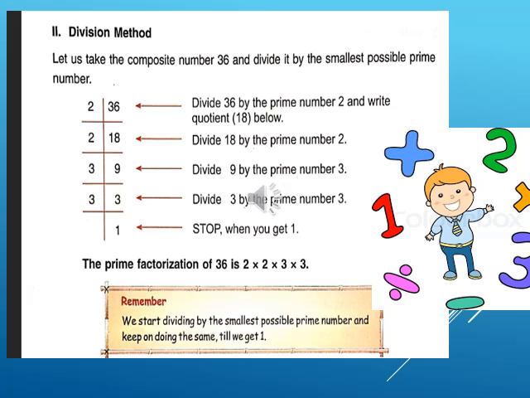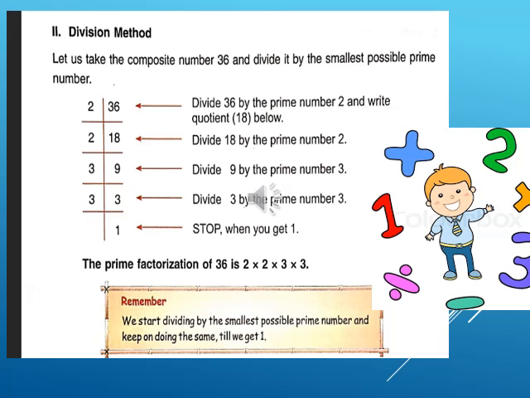So we will divide 9 by 3. The quotient is 3. Now again divide 3 by the prime number 3. You will get the quotient 1, and here you have to stop: until and unless you get the quotient as 1, and therefore the prime factorization of 36 is equal to 2 into 2 into 3 into 3.